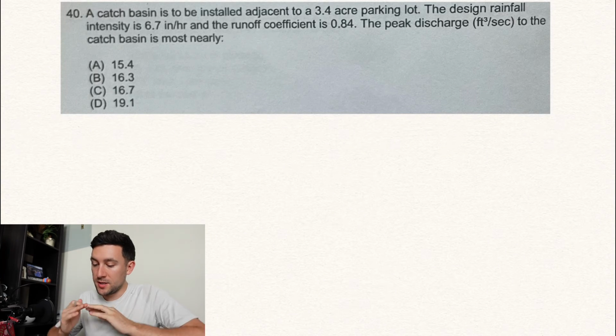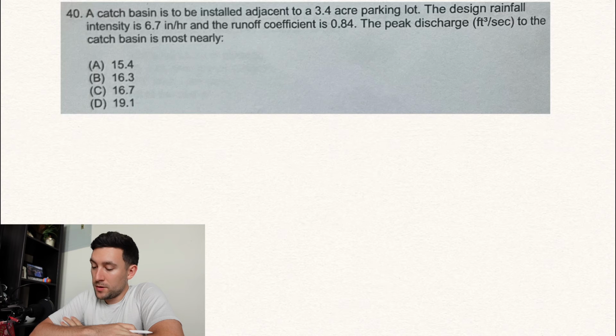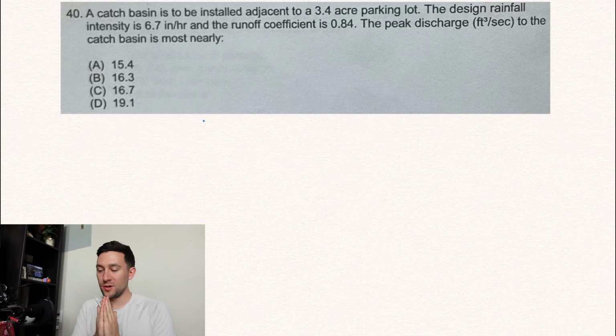A catch basin is to be installed adjacent to a 3.4 acre parking lot. The design rainfall intensity is 6.7 inches per hour and the runoff coefficient is 0.84. The peak discharge, in cubic feet per second, to the catch basin is most nearly what? Again, understand your units. Always understand your units. They're asking for a peak discharge in cubic feet per second.